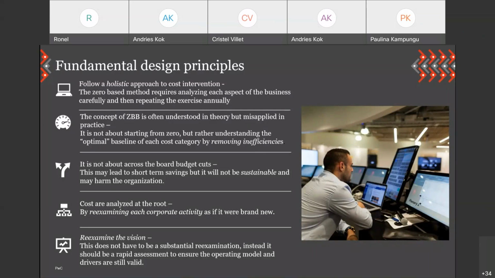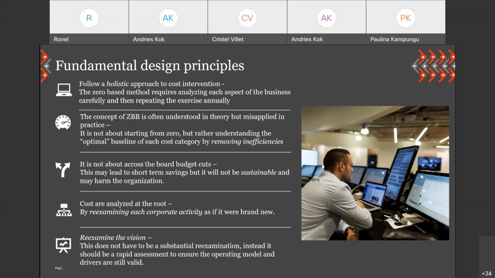Then, as we mentioned earlier, the ZBB process is often misunderstood because there is a misperception that it is starting from zero every year, but it's much more about removing inefficiencies. So taking whatever data is required and finding that zero base, that baseline with zero inefficiencies, and projecting that forward over time.